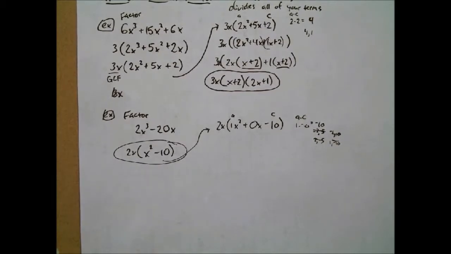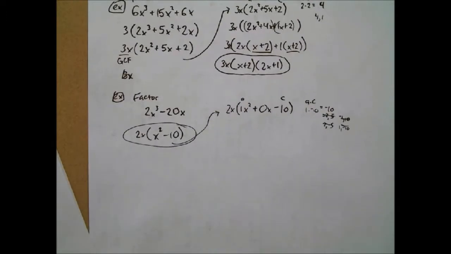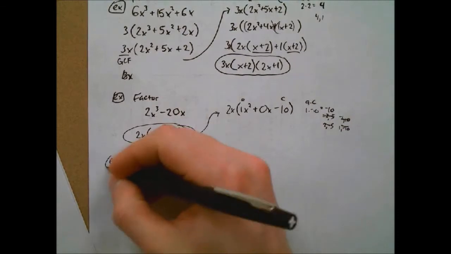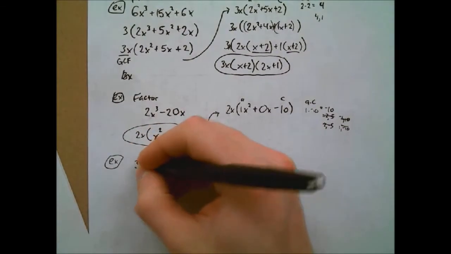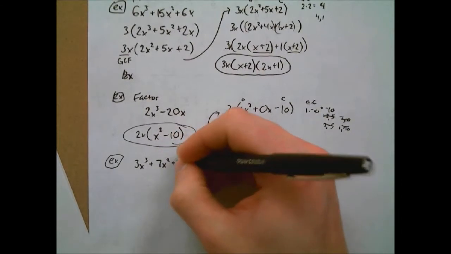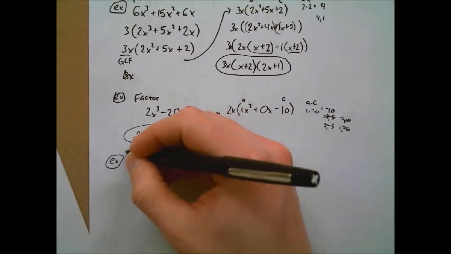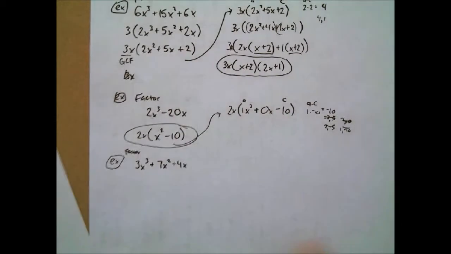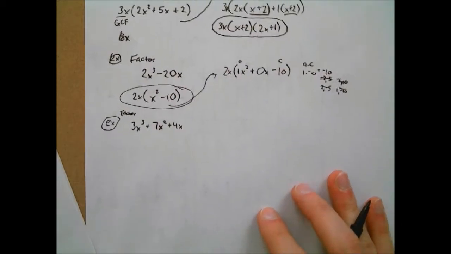Okay? All right, let's try another one. 3x to the third plus 7x squared plus 4x. And again, this is another factor. Okay, sorry. 3x to the third plus 7x squared plus 4x.